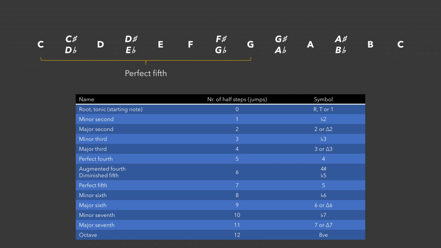If we start on an E and go up to a B, we also have 7 half steps. We jump the same 7 times as from the C to the G. Therefore, the interval between an E and a B is also a perfect fifth.